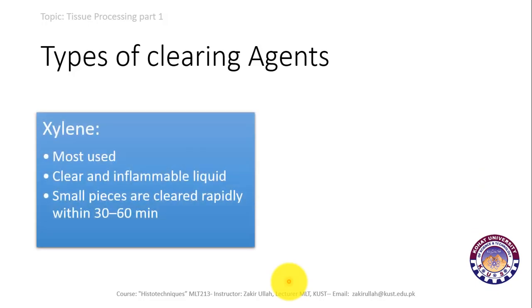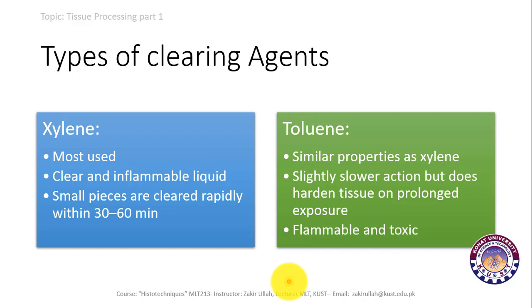The types of clearing agents, the first one of them is xylene. It is a mostly used, clear and flammable liquid, and small pieces are cleared rapidly within 30 to 60 minutes. But toluene, which is also used as a clearing agent, has similar properties to xylene, but the action is slightly slower and it does not harden the tissue if the tissue is prolonged exposed to this chemical. The issue with toluene is that it is flammable and it is toxic.